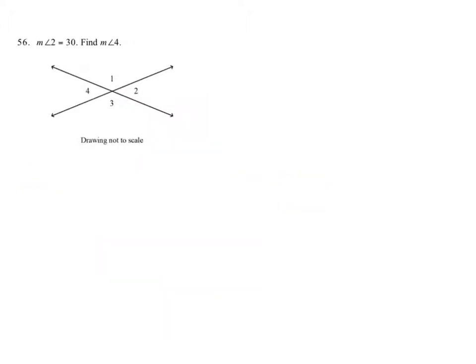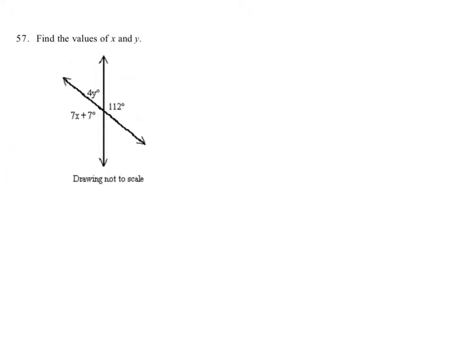Okay, the measure of angle 2 is 30. Find the measure of angle 4. Well, they're vertical angles, they're congruent. So if the measure of angle 2 is 30, then the measure of angle 4 is 30 degrees as well. We didn't even have to do any calculations there. Okay, just the measure of angle 4 equals 30. That one was easy. One more.